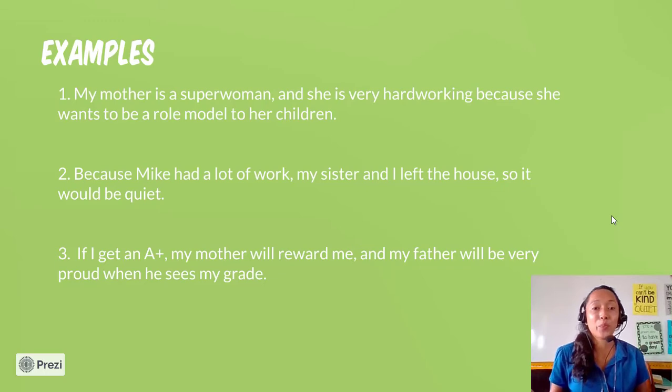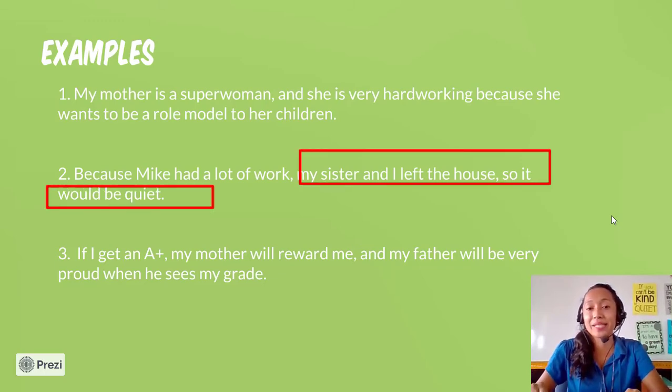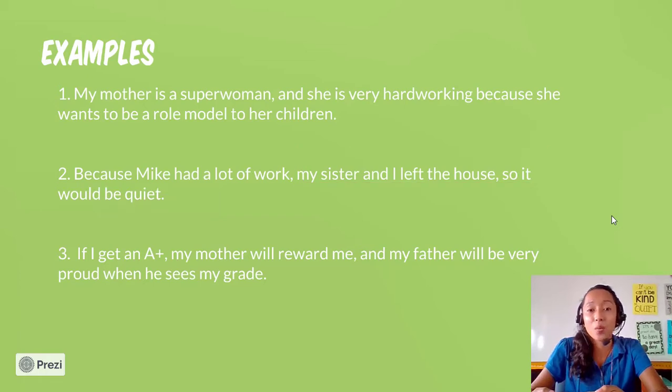Where's the compound part of the sentence? The compound part of the sentence is right there where it says, my sister and I left the house, so it would be quiet. That's compound because it has two independent clauses being put together by a comma and a conjunction.